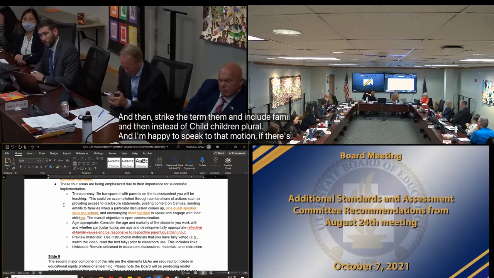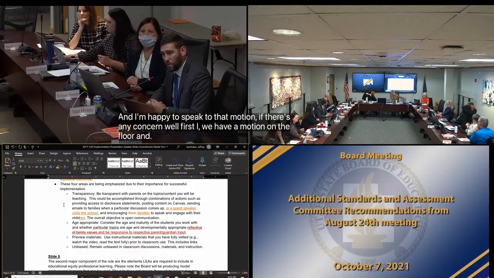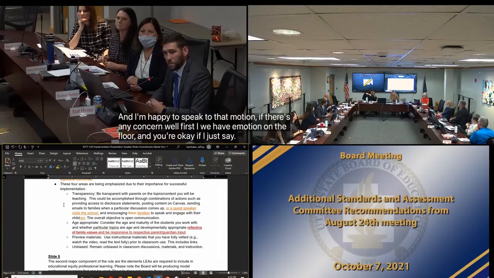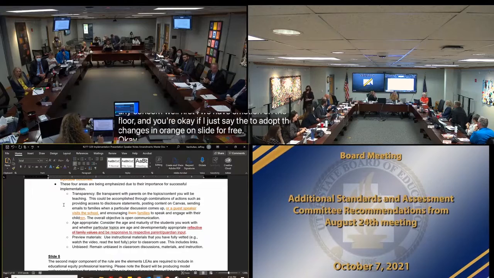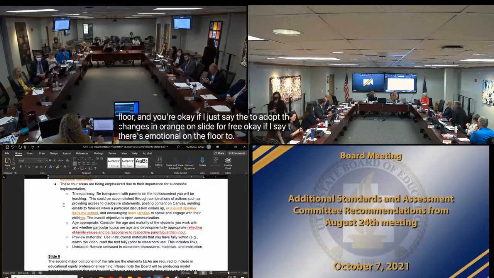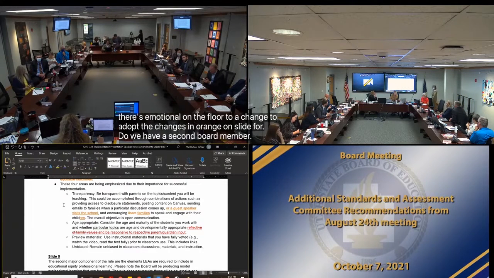Please. Well, first, we have a motion on the floor, and are you okay if I just say to adopt the changes in orange on slide 4? There's a motion on the floor to adopt the changes in orange on slide 4. Do we have a second? Board Member Klein and Board Member Hymas?